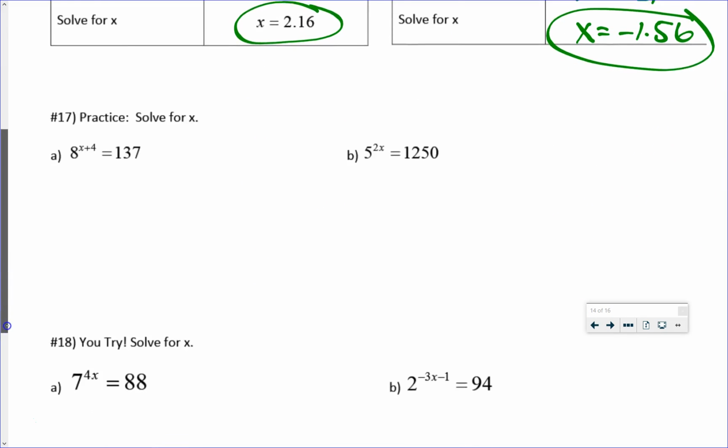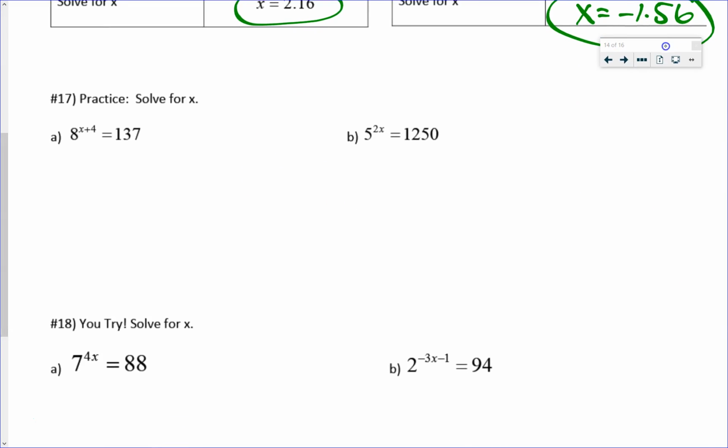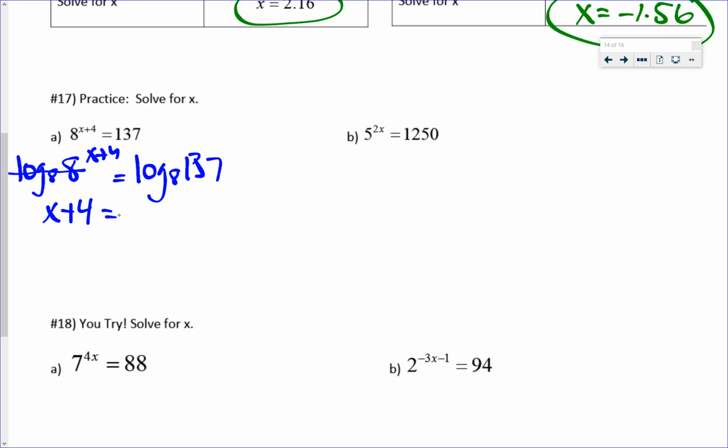Okay. So down here, let's do number 17. I have 8 raised to the x plus 4 equals 137. Is the exponential by itself? Yep, so we can go ahead and bring a log in. What base will the log have? A base of 8. All right. On the left-hand side, those cancel out. We're left with just an x plus 4. I have to evaluate log base 8 of 137.